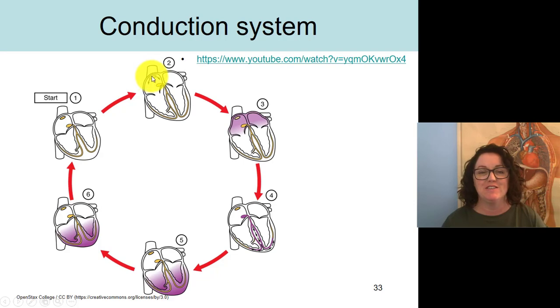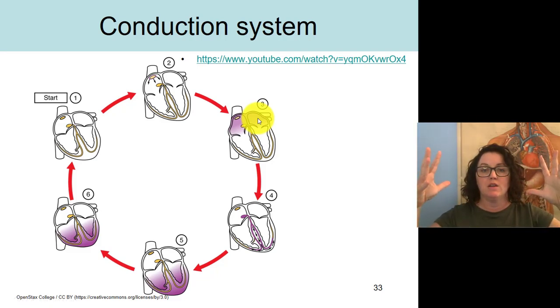In number 2, we can see that the SA node is firing, right? You can see that the purple depolarization is just barely starting to spread to the atria. Now over here at number 3, we can see that the entire atria have depolarized, and that causes the atria to contract. You can see how the atria look a little bit squished now, right?